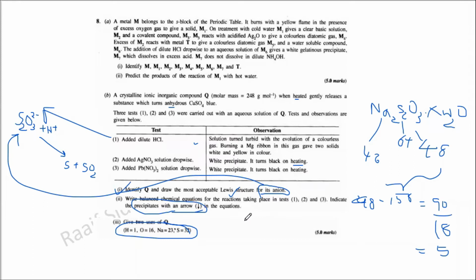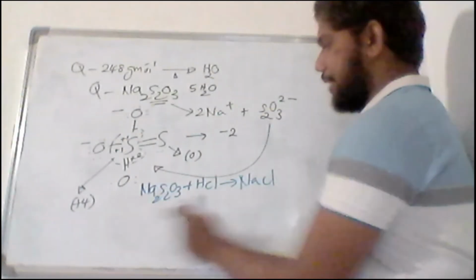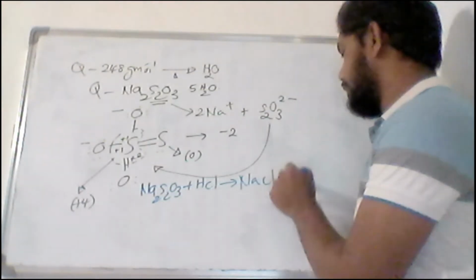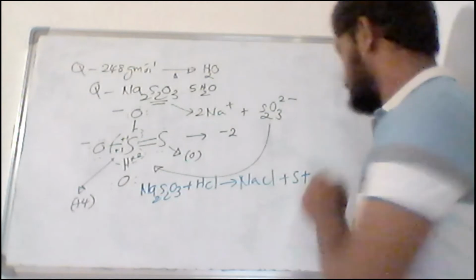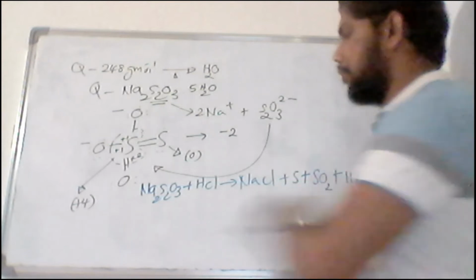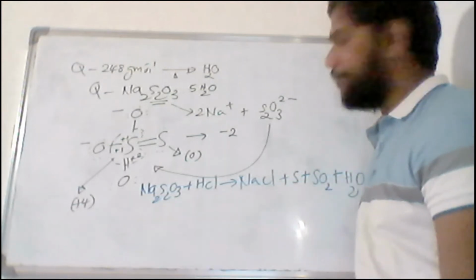That's fine. Okay, so what are the reactions? First we add HCl to sodium thiosulfate. So basically Na2S2O3 with HCl will give NaCl. So remaining is H plus with S2O3 2 minus. So it will give sulfur as one of the products, then SO2, and finally water. So this is one of the reactions that is happening with sodium thiosulfate, right?